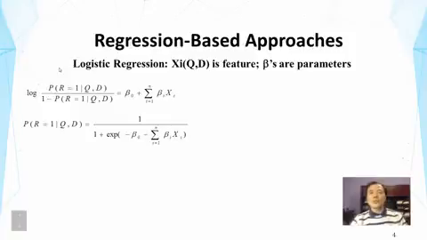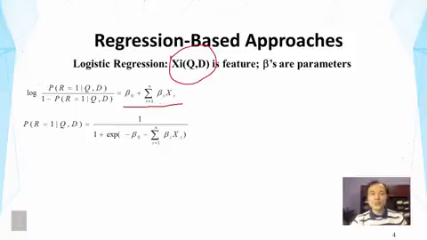So in this approach, we simply assume that the relevance of a document with respect to a query is related to a linear combination of all the features. Here I used xi to denote the feature. So xi of q and d is a feature. And we can have as many features as we would like. And we assume that these features can be combined in a linear manner.